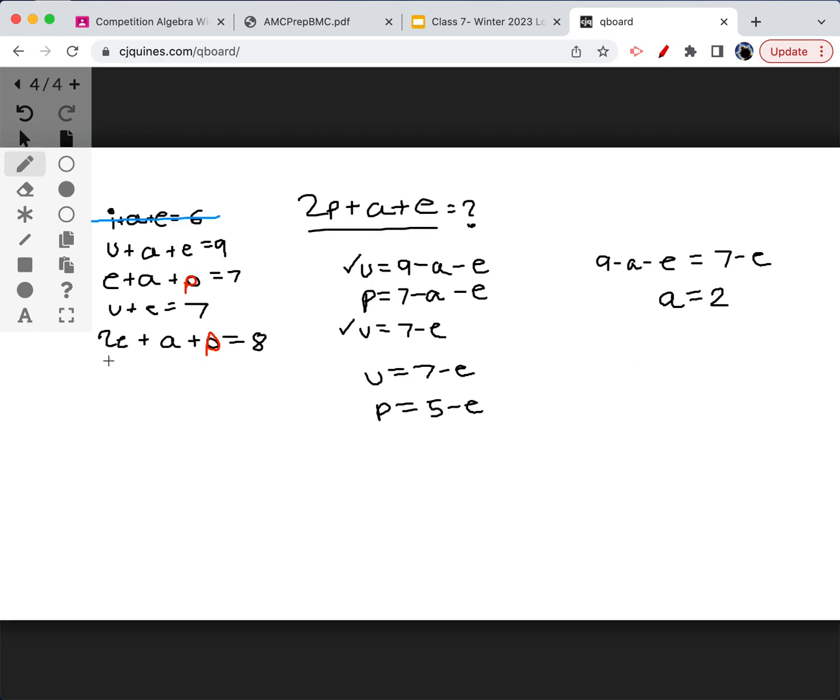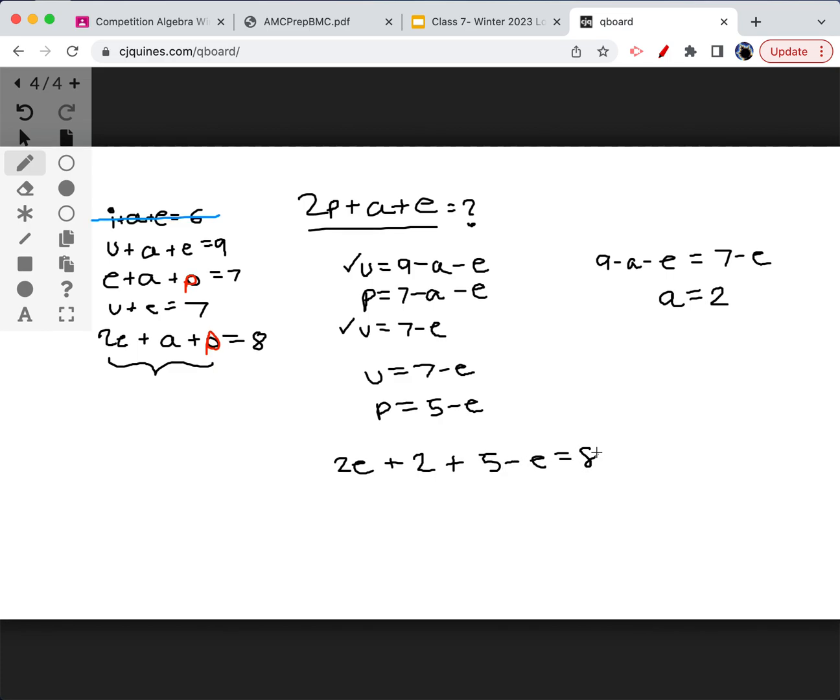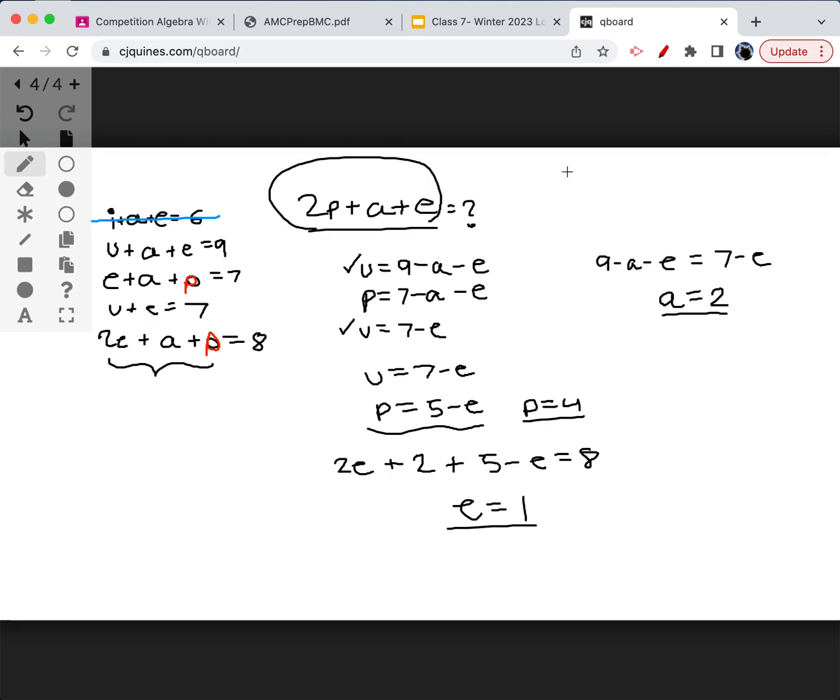Let's substitute these values into the last equation. So we have 2e plus a, which is 2, plus 5 minus e is equal to 8. This just gives e is equal to 1. So if e is equal to 1, then clearly p is equal to 4. And once again, we can just substitute those three values into 2p plus a plus e in order to find our desired value.